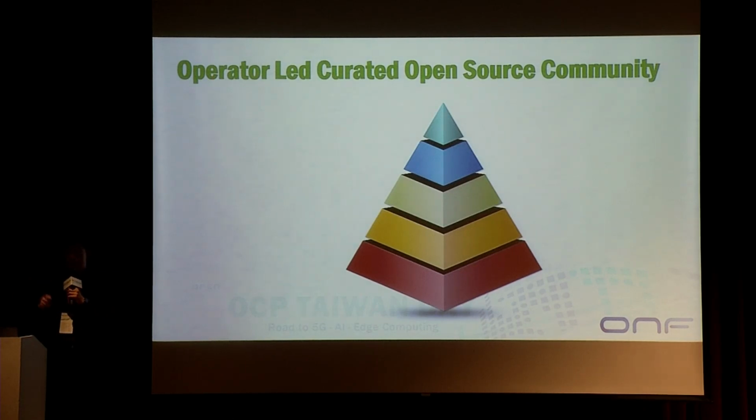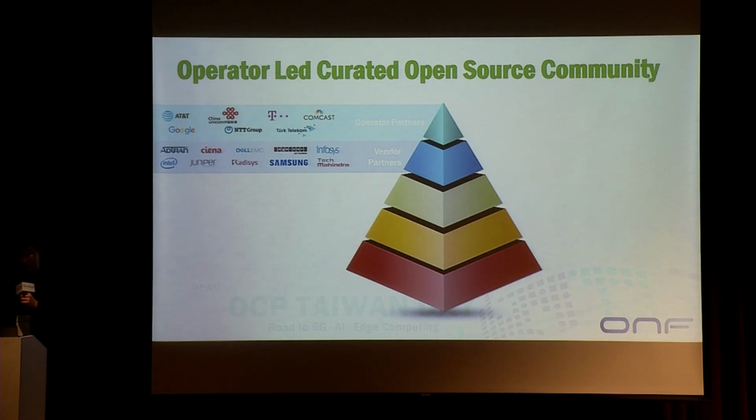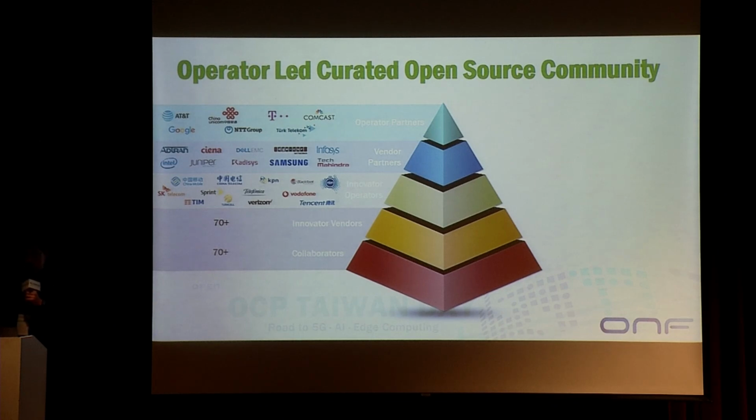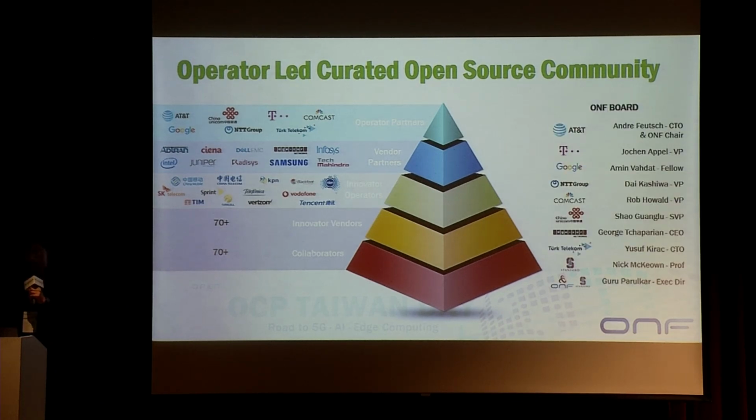This is what our ONF membership pyramid looks like. On the top tier, I hope the logos are large enough for the people in the back, you're going to see tier one service providers, followed by the vendor partners. You can see a lot of them. EdgeCore is one of them. George is going to talk about that after this talk. We also have a few innovator service providers, more than 70 innovative vendors, and more than 70 collaborators. On the right-hand side, you can see the members on the ONF board. Most of them are very high-level executives from service providers.